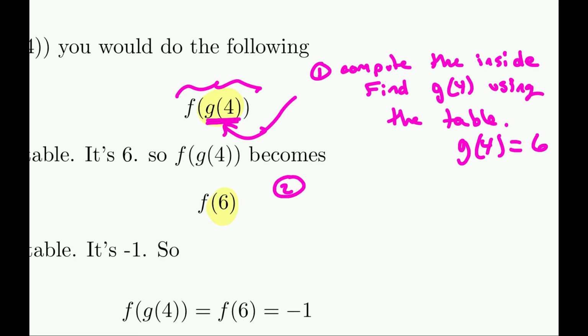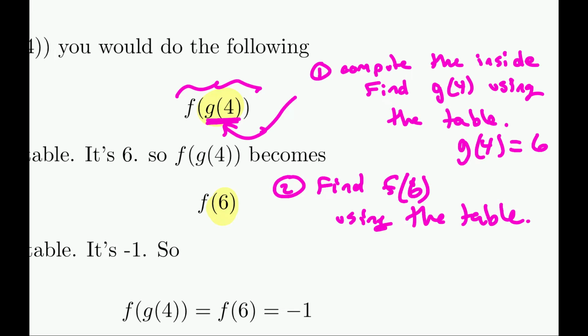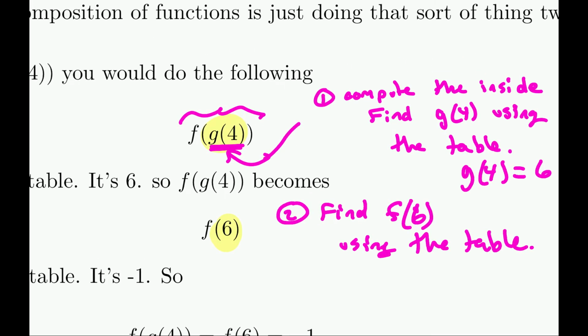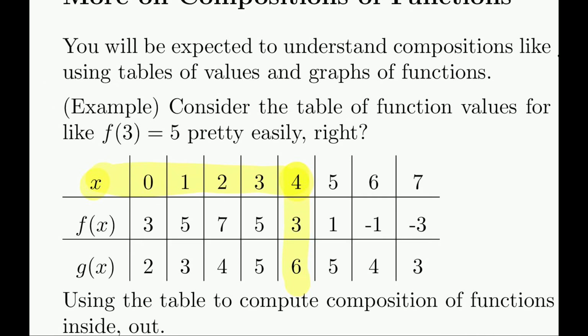Now you go back to the table and we're going to find f of 6 using the table. It's just a completely independent step here, f of 6. So you just go back up to the table, forget about what we did previously, and say, how would we find f of 6? Well, you start with the x, go over to the 6, and then go down to f. There it is. So this right here is f of 6. f of 6 is minus 1.